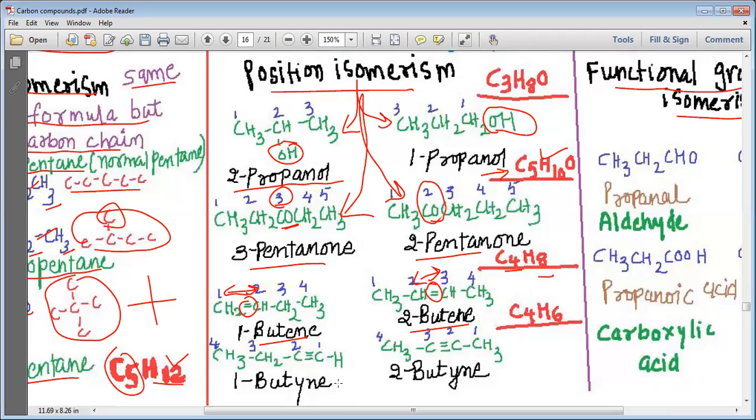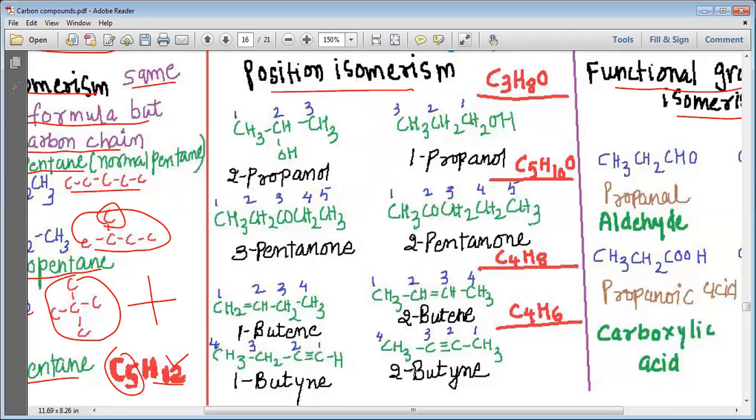Same way, if you look at the 1-butyne and 2-butyne, my dear students. Here the triple bond is present between the first and second carbon, and here the triple bond is present between the second and third carbon, and that is why this is known as 1-butyne. This is known as 2-butyne, and this is how they are the position isomers of each other.